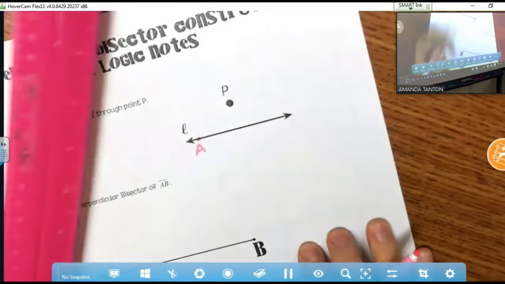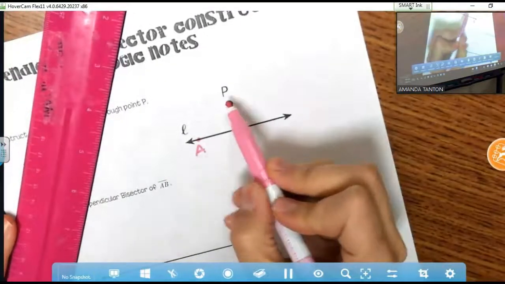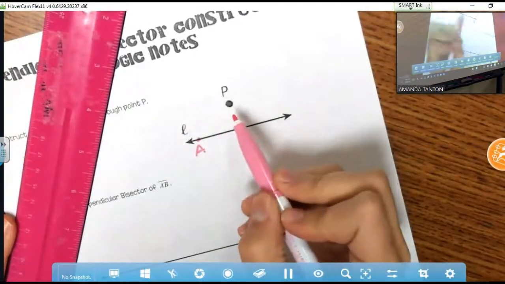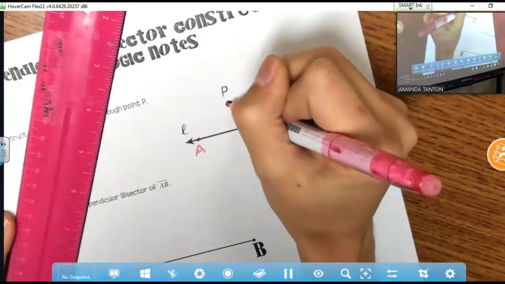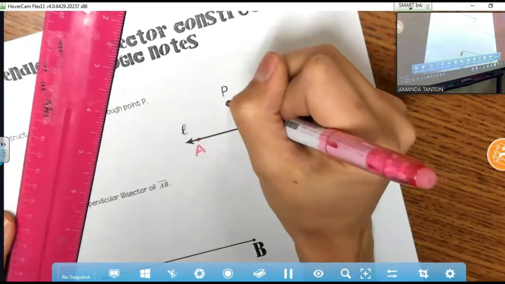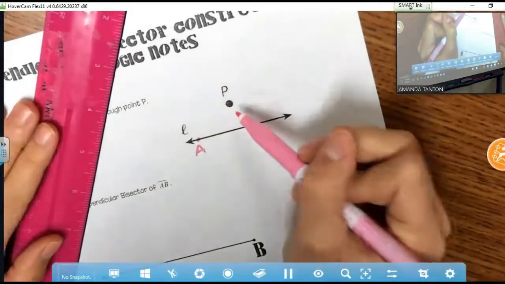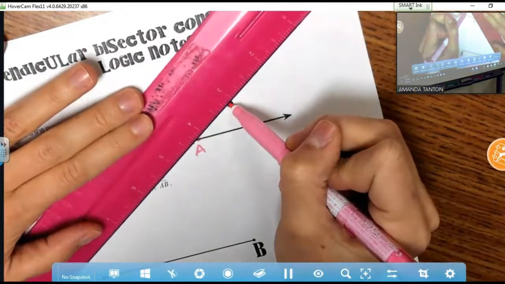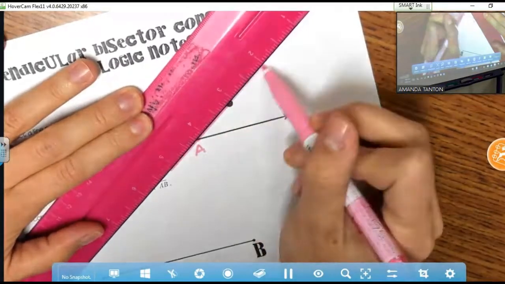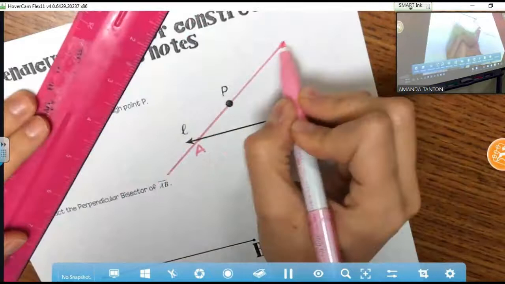Now, you do need to be careful because P is a huge dot, and you could mess up the construction if you go all different places through P. So go right through the middle of P when you do this. I'm going to put my pen on the middle of P because the dot is so huge. We need to change that. But go ahead and draw a line.